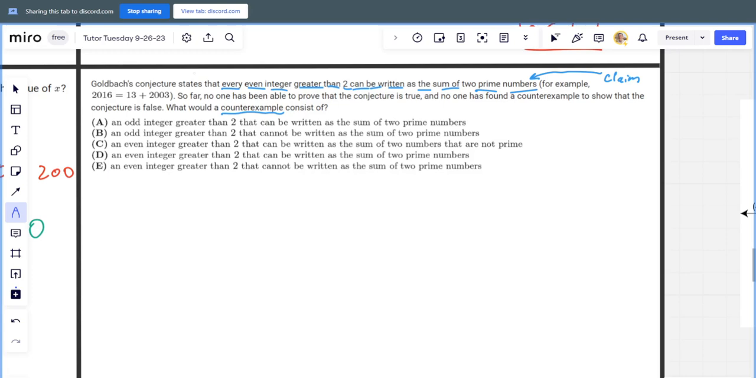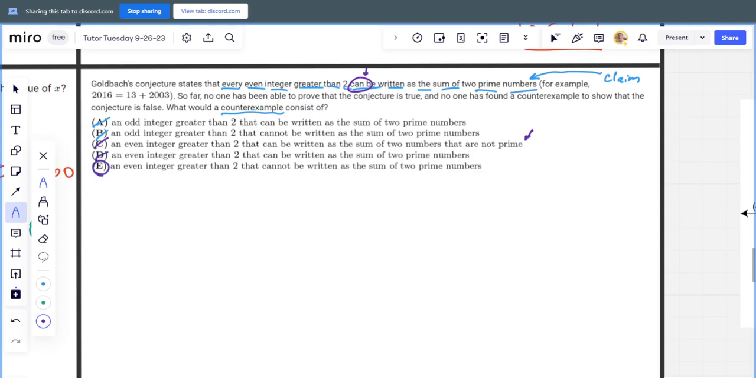So looking through this, an odd integer greater than 2 can be written. Well, it doesn't say anything about odd integers. Even integer greater than 2 that can be written as a sum of two numbers that are not prime. That's not really the claim here, or doesn't really counteract the claim. I'm focusing on this word can right here. Can be written as a sum of two prime numbers. This doesn't say anything about whether it can or cannot be written as a sum of two prime numbers. It's just going to a different claim about whether the numbers themselves are prime. Even integer that can be written as a sum, well, that's just the original claim.